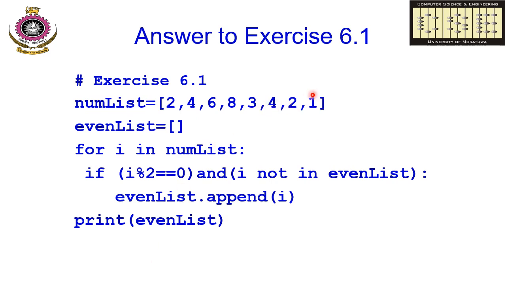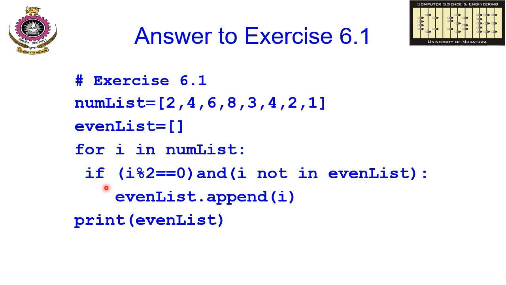Now here's the explanation for the solution to the previous exercise. We have a num list having 8 items, with both even and odd numbers, and then we have to define an empty list, our own list, to store the even numbers. We call that even list, and then we have to iterate through all the items in this list. How do we do that? We use a for loop. For i in num list, where i is the iteration variable.